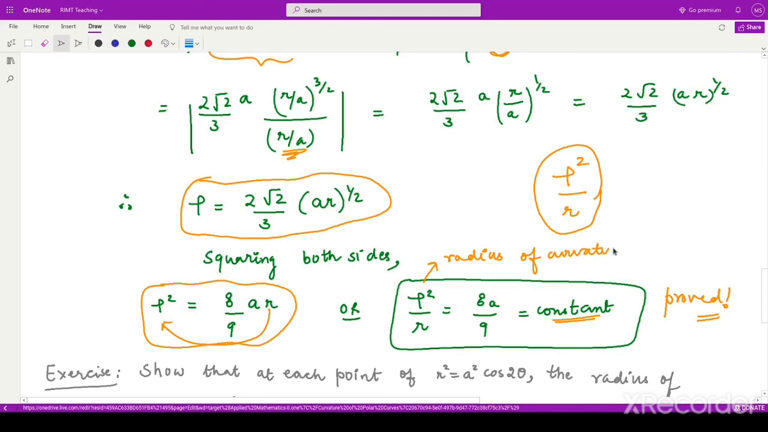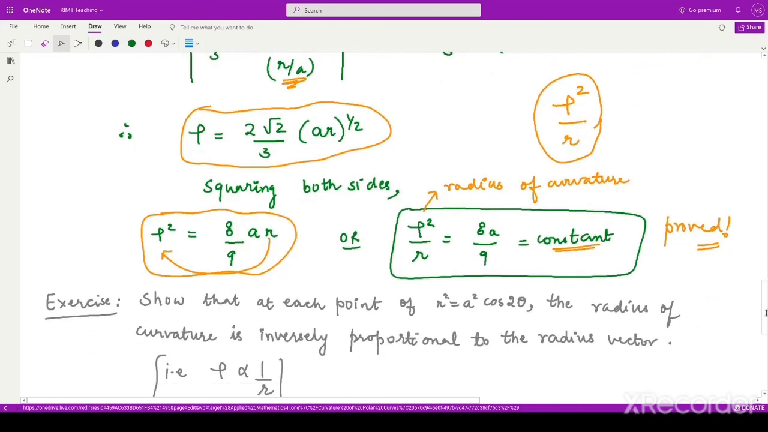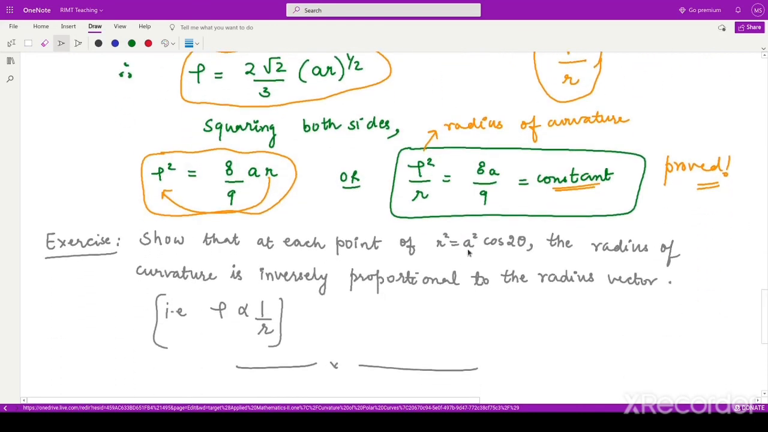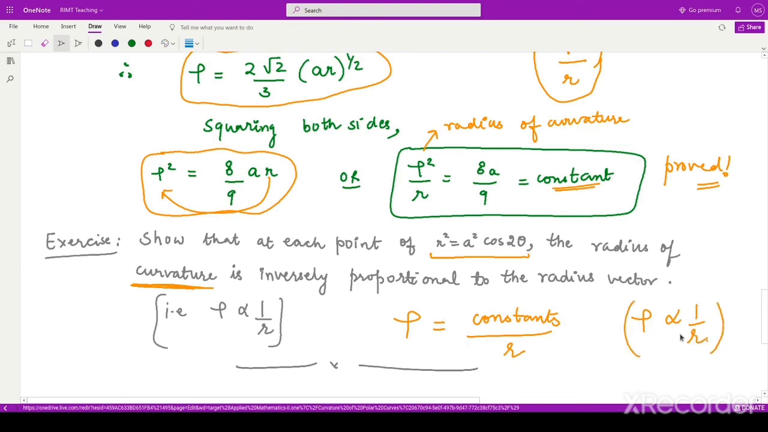Next I have one question for you. You can try this by yourself. In this question, the curve is given to be r square = a square cos 2θ. You have to calculate the radius of curvature for this curve, and you have to show that it is inversely proportional to the radius vector. So you would have some quantity for the radius of curvature, some constants divided by r. So you could then write rho to be inversely proportional to r. This you can try by yourself.